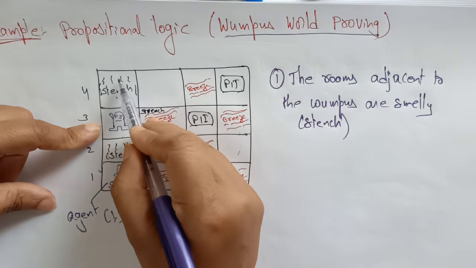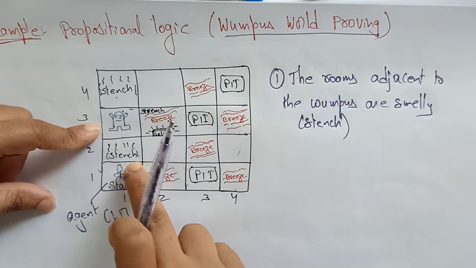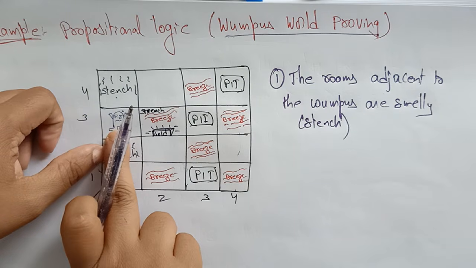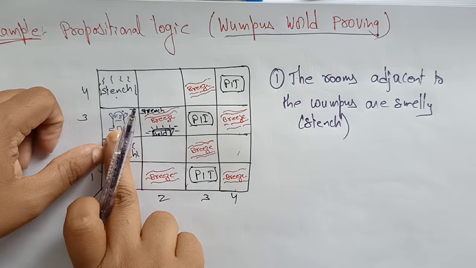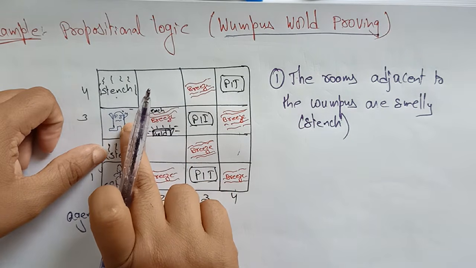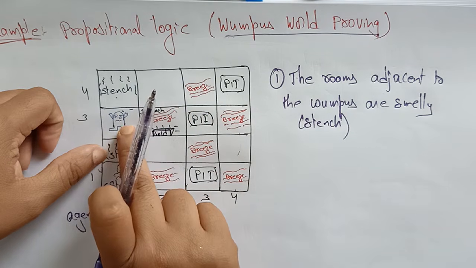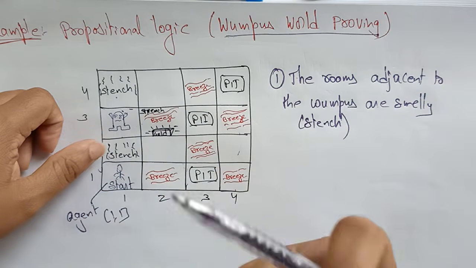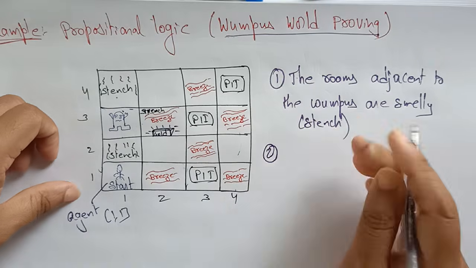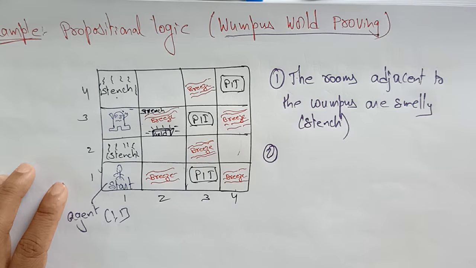Okay, that's why I have given the symbols like this. A smelly. The smell, suppose a person enters the room, he can recognize the adjacent room is Wumpus because it is smelly. If suppose the person enters this room, he can recognize the adjacent room has a stench. Okay, these are the adjacent rooms to that person. There is a stench because there is a Wumpus here. That's why it becomes smelly. That is the first condition. So remember that the rooms adjacent to the Wumpus are smelly.